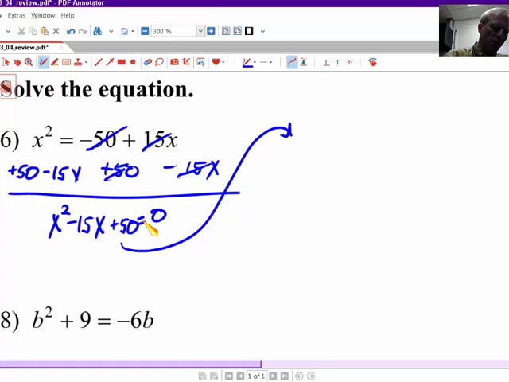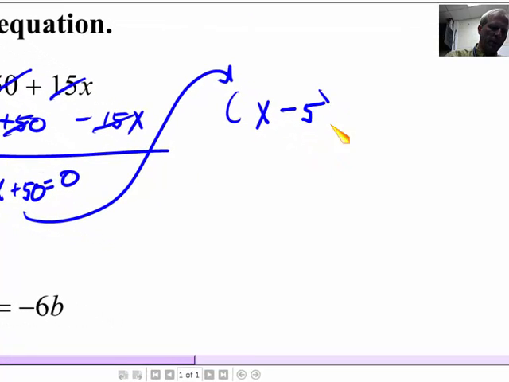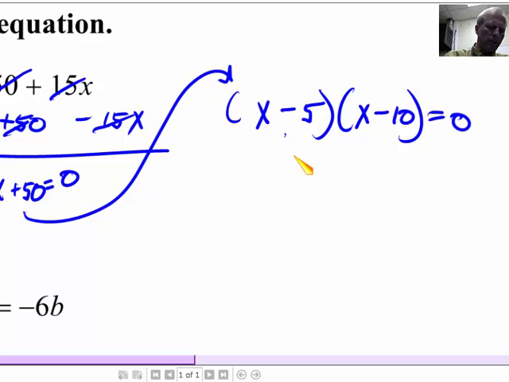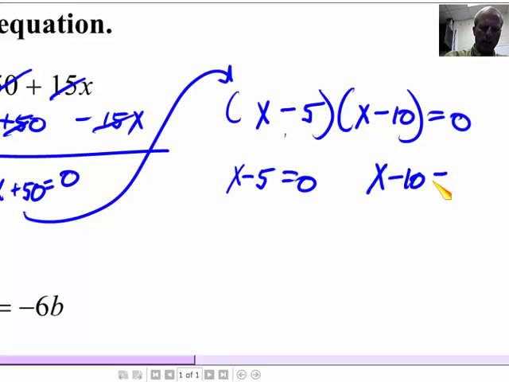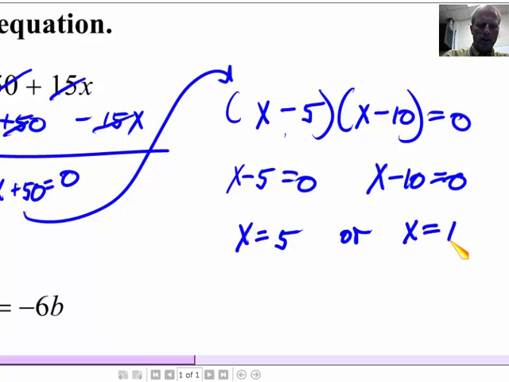So I need two numbers that multiply to be positive 50 and add up to negative 15. That would be x minus 5 and x minus 10. And now since it's an equation, the solution is going to be the solutions to each of these little equations. And that gives me x equals 5 or x equals 10.